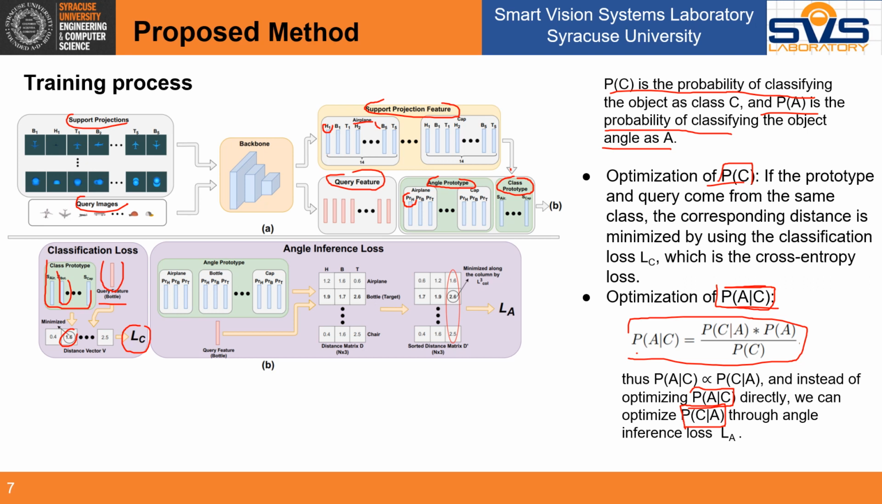So how should we do that? We have the angle prototype here, and we have the query features here. We calculate the distance matrix firstly, and then we sort each row's values, and we get the sorted distance matrix D prime. And the second row is the bottom, right? Because the query is the bottom, and the second row corresponds to the distance between the bottom's query and the bottom support features. So we should minimize each value in each column to get the angle inference loss. The final loss is just the weighted summation of the LA and the LC.